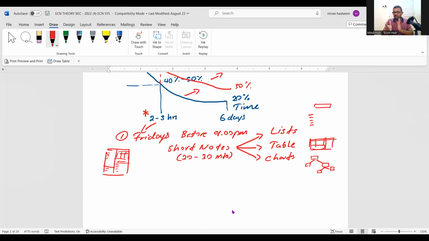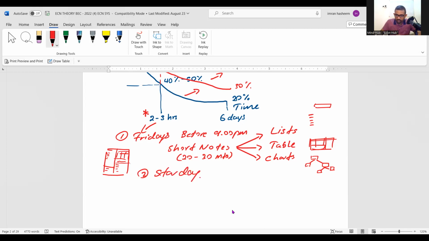Within 20 to 30 minutes, that's your investment of time. Finish the short note. Then before you sleep today, go through the short note once. Only the short note, the key points. That's it, and then go to sleep. No problem. Tomorrow, second step. First step is this. Second step is tomorrow, which would be Saturday. You might have classes, all that is fine.